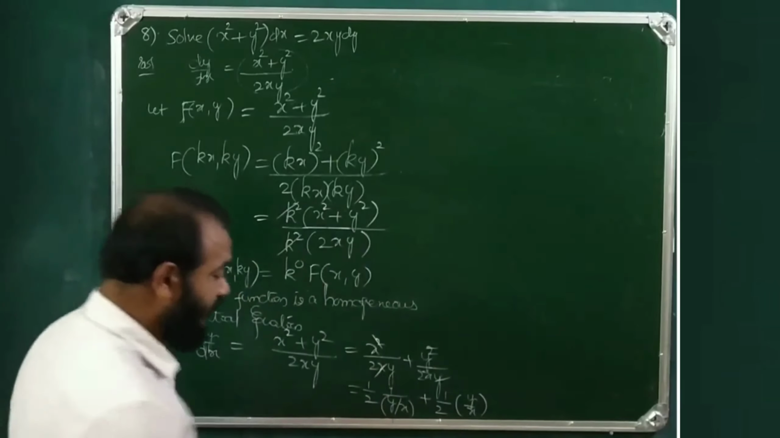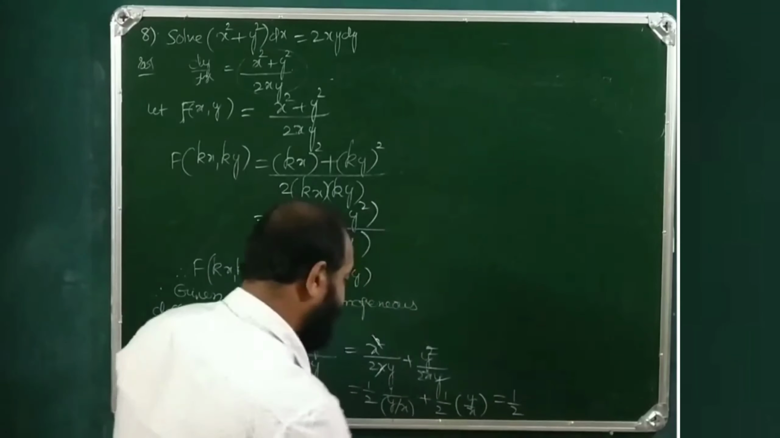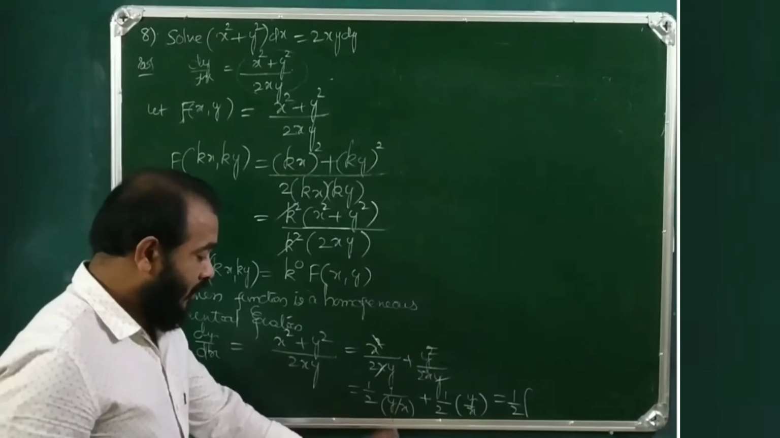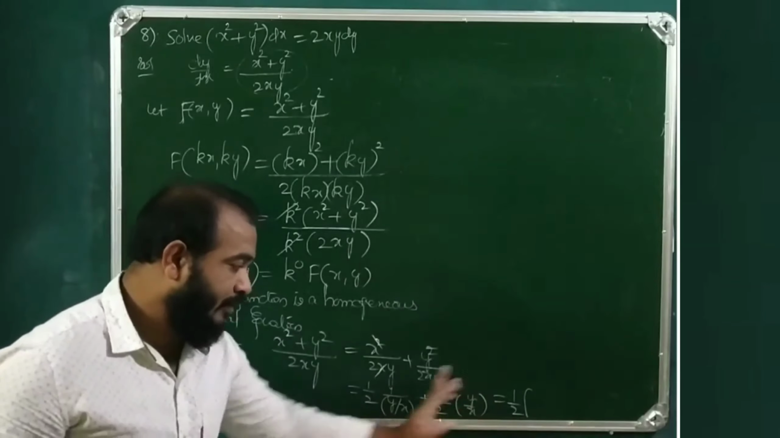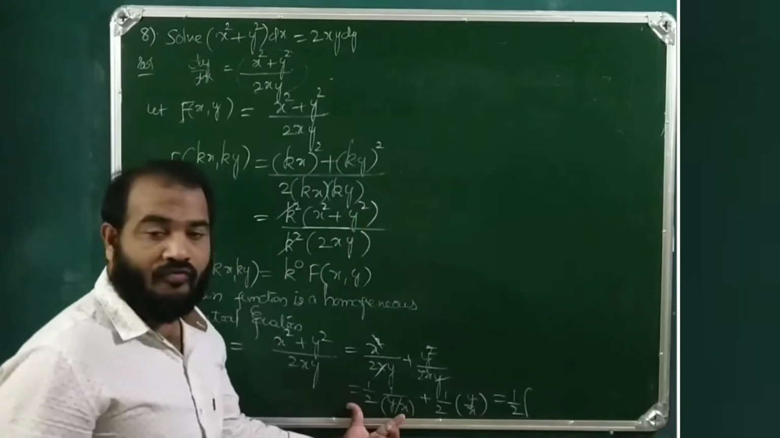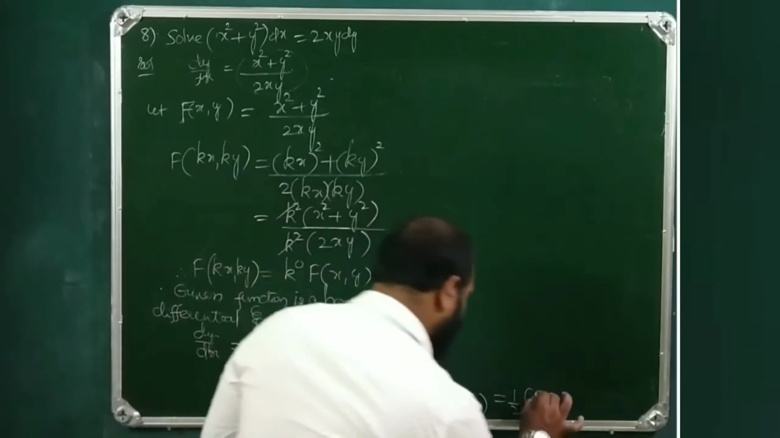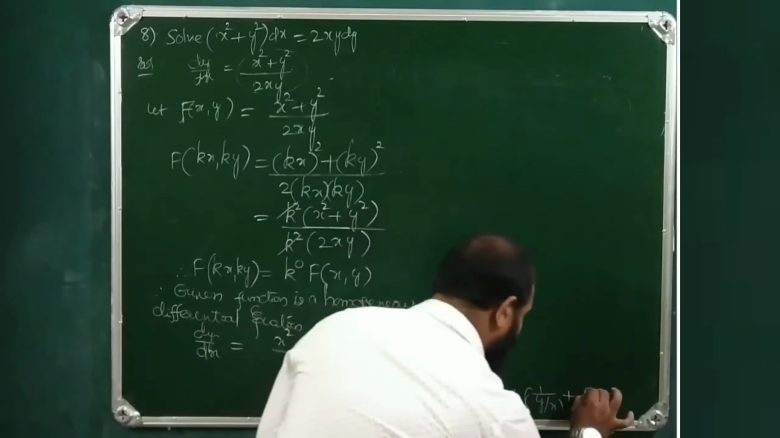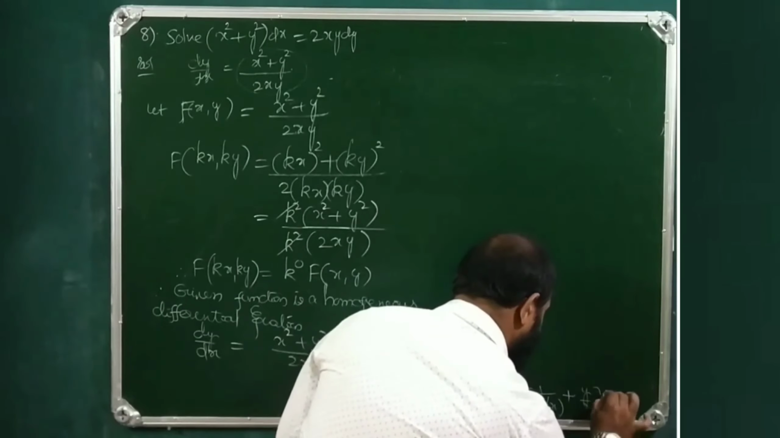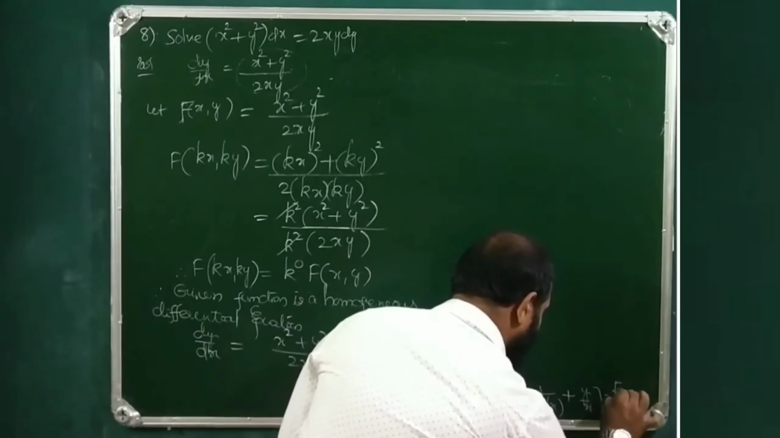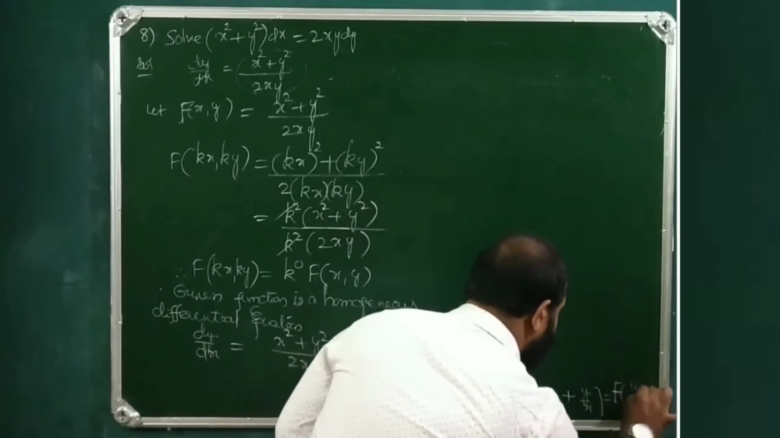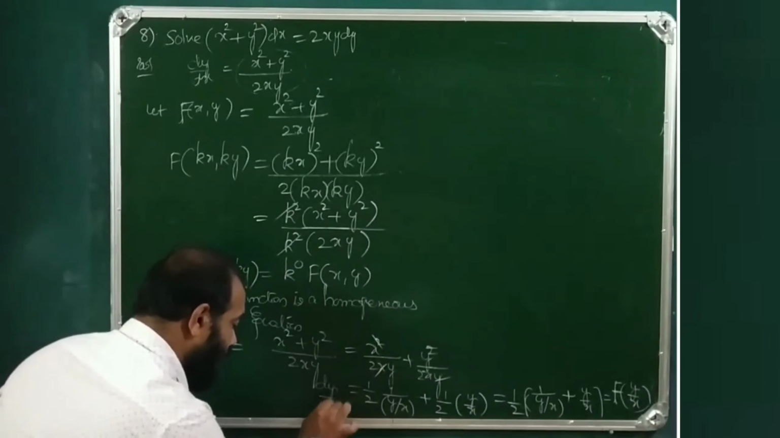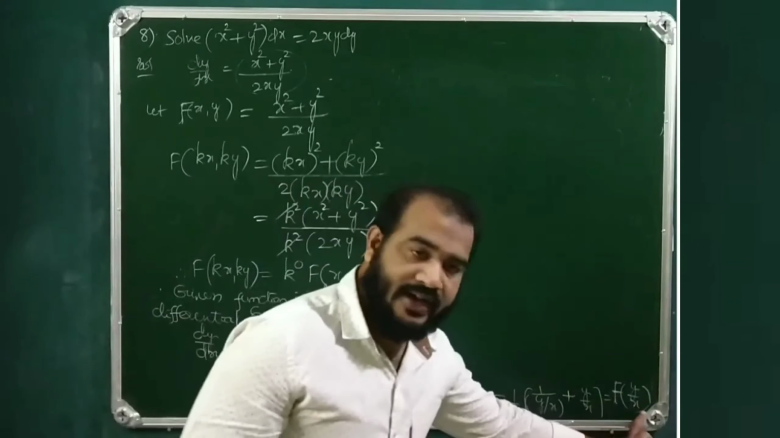Now, this is equal to 1 by 2 into 1 by y by x plus y by x. So this is simply a function of y by x only. So this is f of y by x. Since this is dy by dx, it is equal to f of y by x.